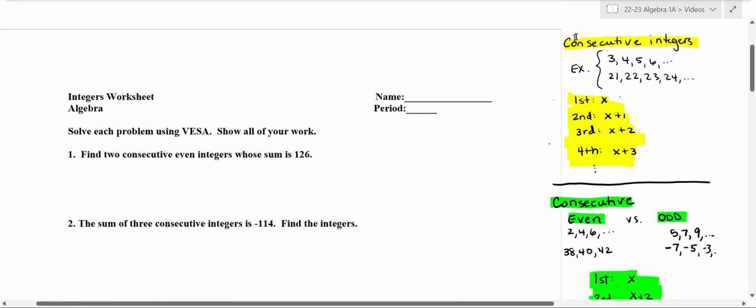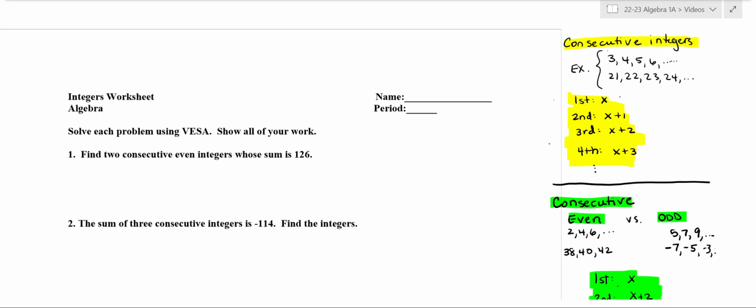So in class today we talked about consecutive integers. Examples would be 3, 4, 5, 6, because all you're doing is adding 1 to each number. Here's another example of consecutive integers: 21, 22, 23, 24. So when you have consecutive integers, the first number is always going to be x. The second number is going to be x plus 1. The third number is going to be x plus 2, and so on and so forth. Every single time we add 1.